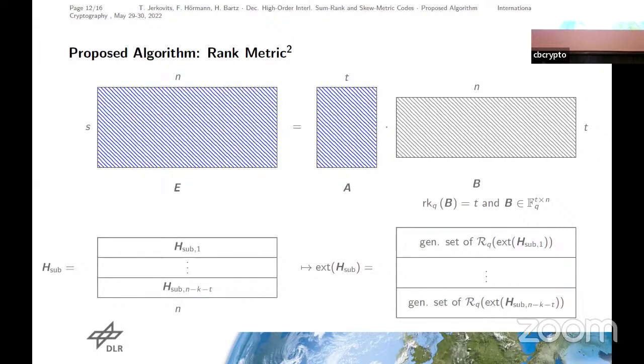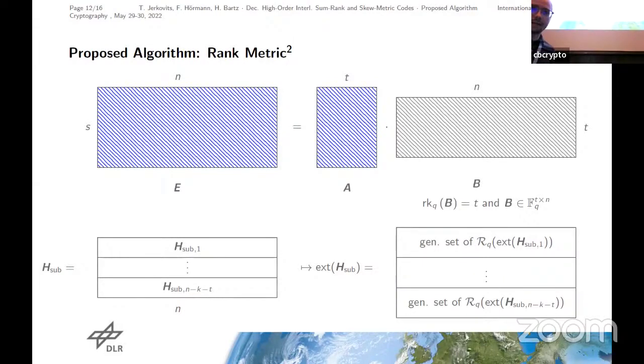And we can compute H sub. And then we get a general form where we can extend each row. So each block here is then a generating set of the row space of the first block here. And from the union of these row spaces, we can then compute this B matrix. And then again, also with this lemma 1, we can recover A.